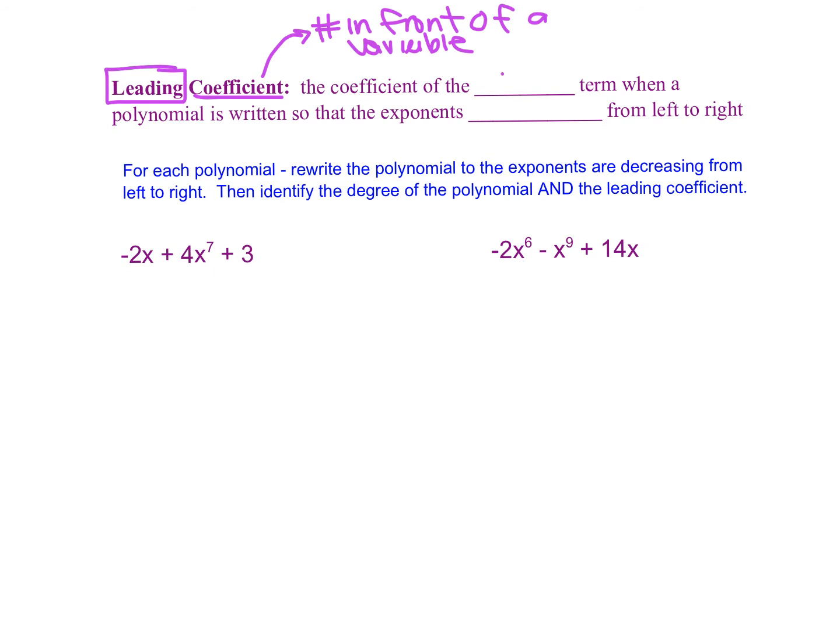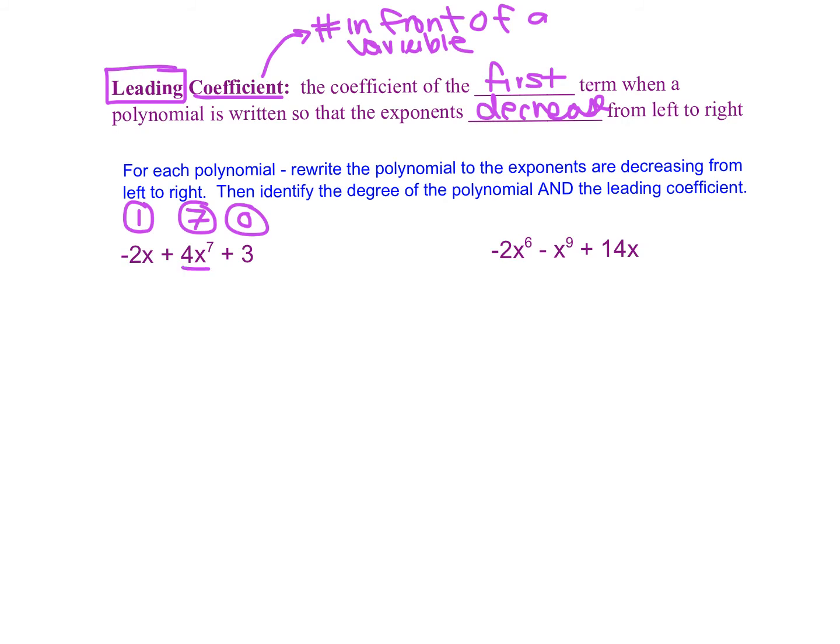And this is the coefficient of the first term when a polynomial is written so that the exponents decrease from left to right. So basically the degrees decrease from left to right. As I look at this first example here, what I notice is that the degrees for my three monomial terms are 1, 7, and 0. So I'm going to rewrite this so that all of its terms decrease from the highest degree term to the lowest degree term.